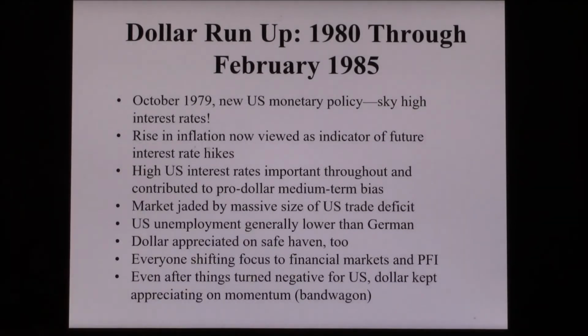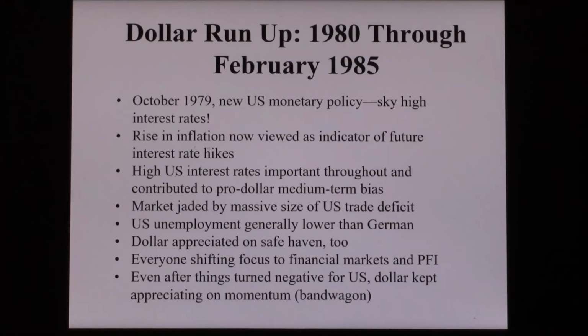And why did this happen? Well, first of all, in October of 79, there was a lot of inflation starting in 73 because of the OPEC oil embargo. And in order to try to control the inflation, the U.S. adopted a new monetary policy in 1979, October of 79, that caused sky-high interest rates.